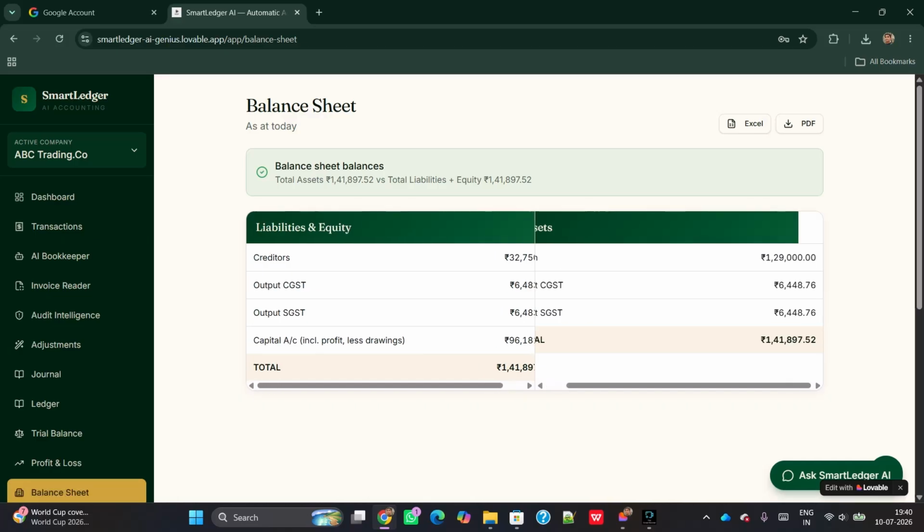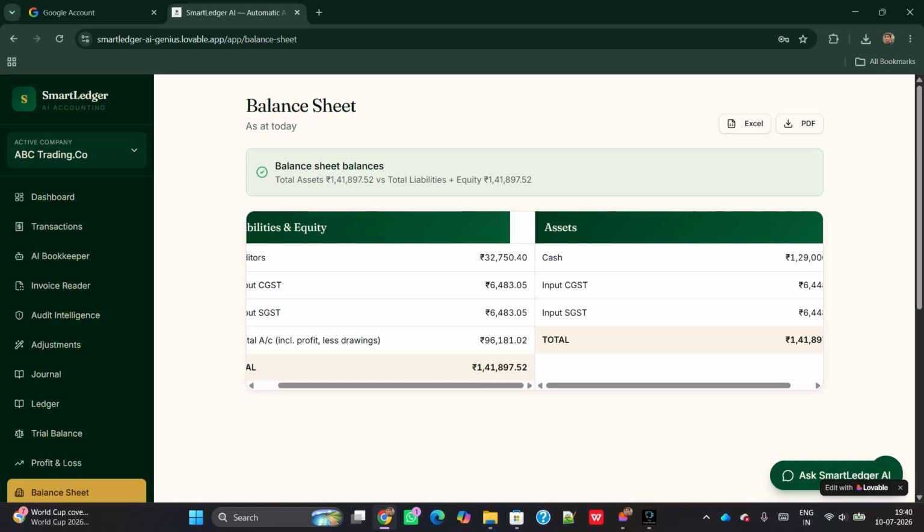So yes, from this the user can find out the financial position of the business, that is how much liabilities and how much assets the business currently owns. So this also the business entity can download in the form of Excel and PDF.